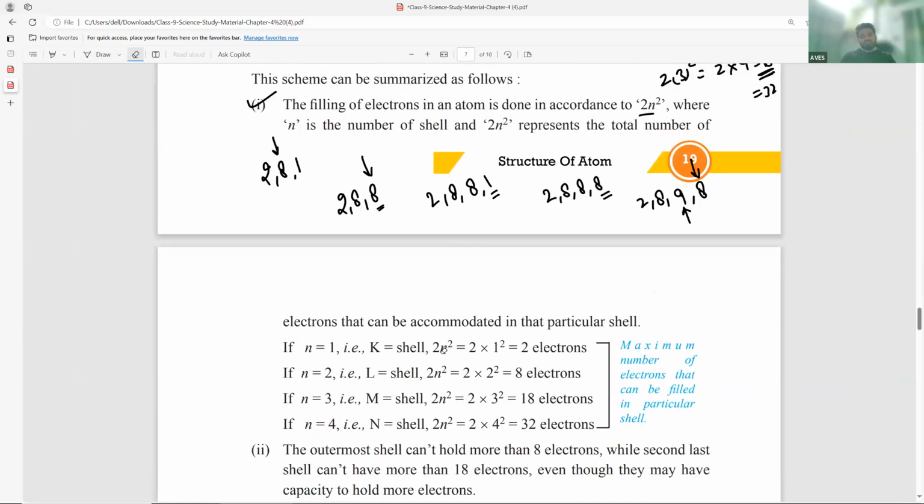So note the second and third points. Don't write this one, the particular shell part. Only write it up to here, the first point and the second point. Please note it down. This is important.